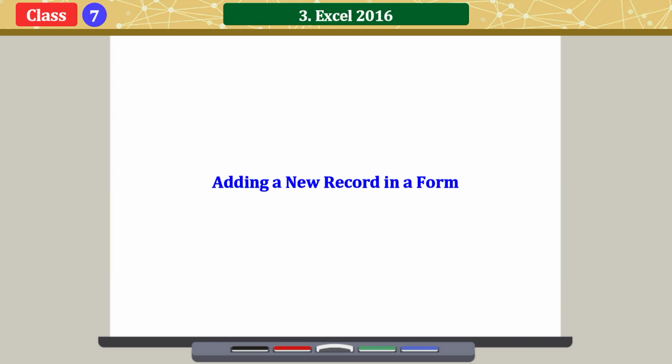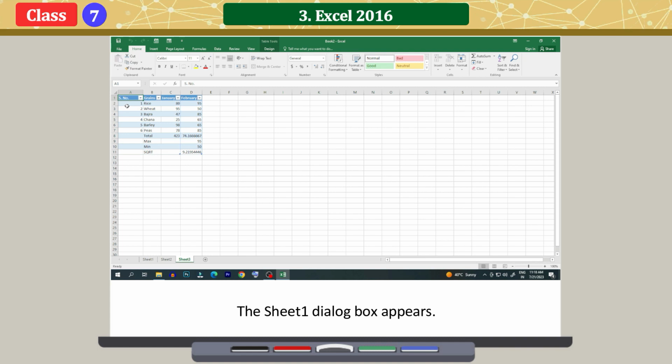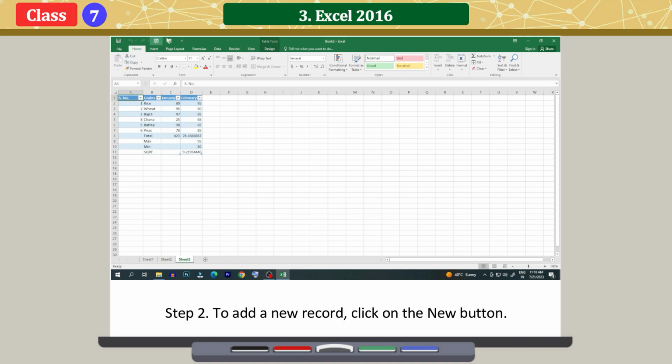Adding a new record in a form. Click on the cell A1 and select the Form button on the Quick Access toolbar. The Sheet1 dialog box appears. It contains the record of the first student in the database. To add a new record, click on the New button.